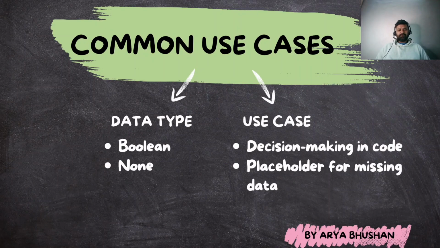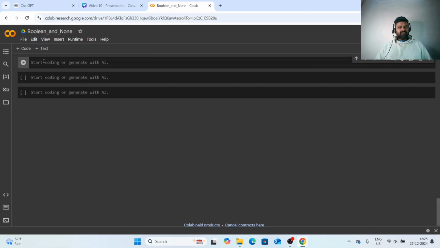Let's move on to common use cases. Boolean is used in conditional statements, while None serves as a placeholder or indicates missing data. These data types are essential for writing clean and efficient Python code. Now let's see Boolean and None in action through some practical examples.